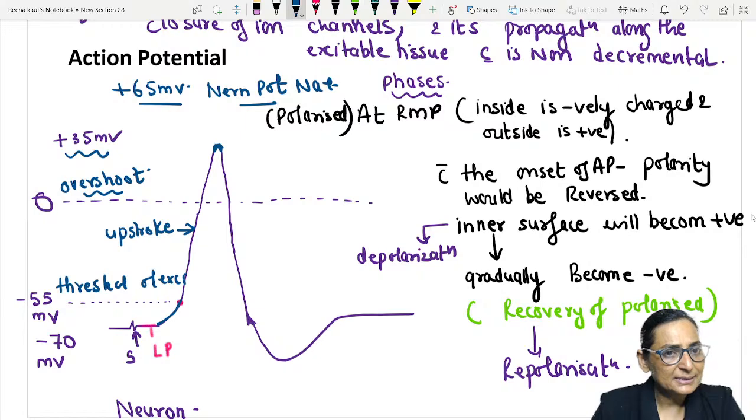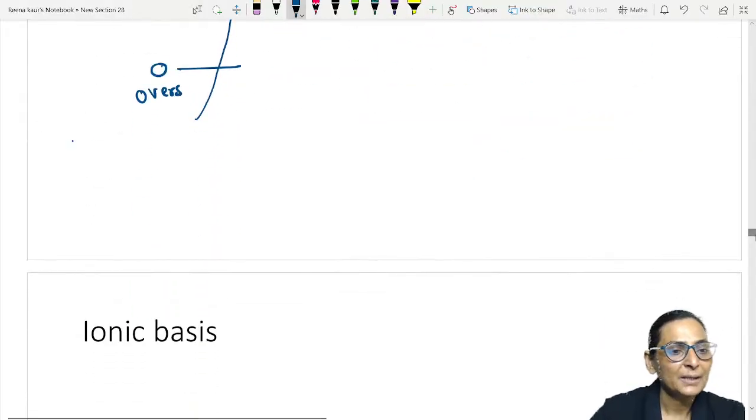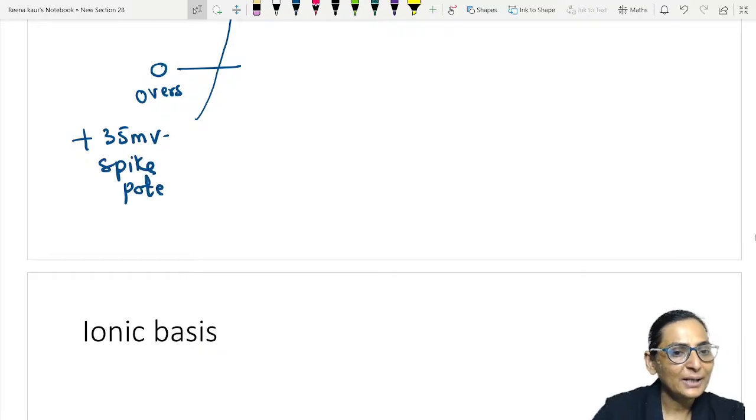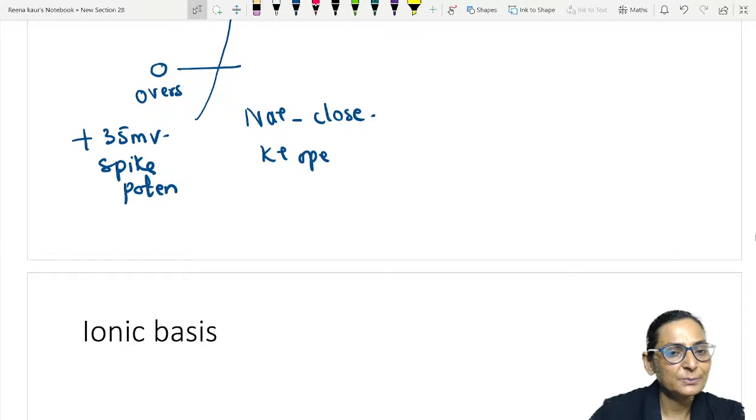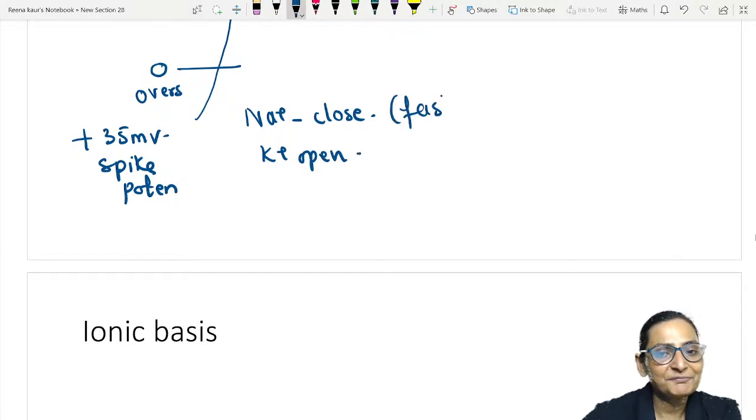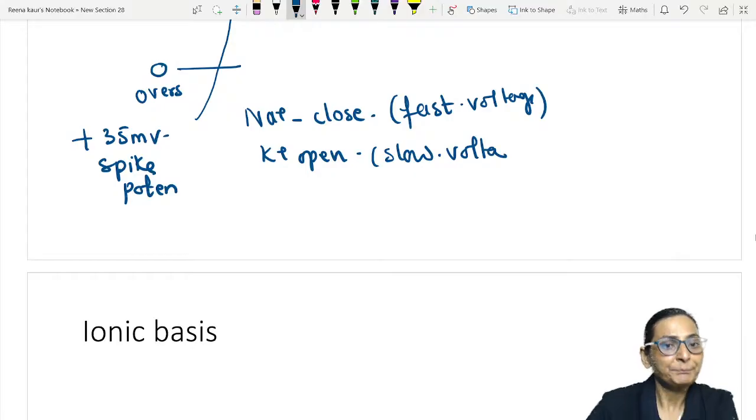The reason for this is the sodium channels, which are voltage gated, are very fast to open but they are also fast to close. So as you reach plus 35, at this point the sodium channels will close and the potassium channels will open. So at plus 35 millivolts, which is the spike potential, what will happen? The sodium channels will now close and the potassium channels will now open. Remember, these are fast voltage gated channels and these are slow voltage gated channels. Sodium channels open fast and close fast, but the potassium channels are slow to open and slow to close also.